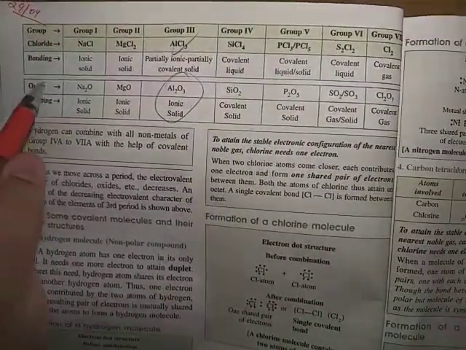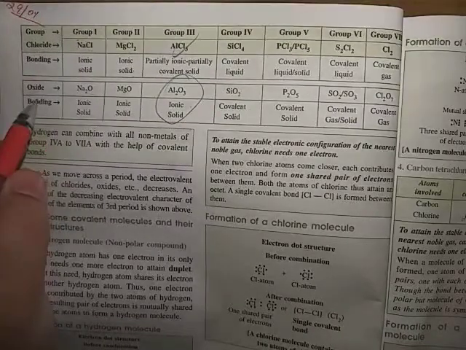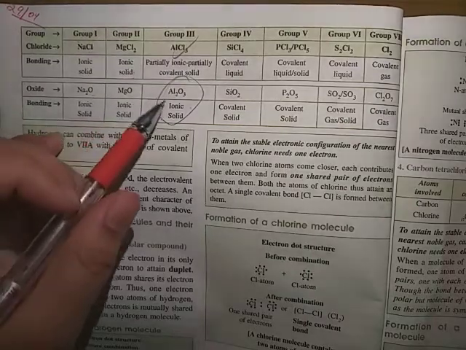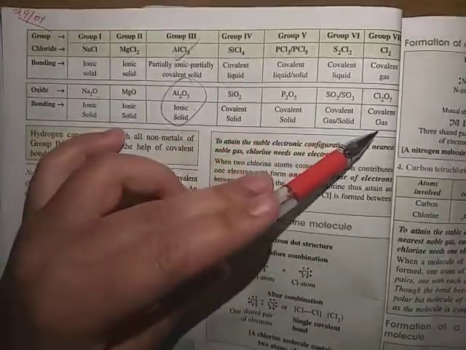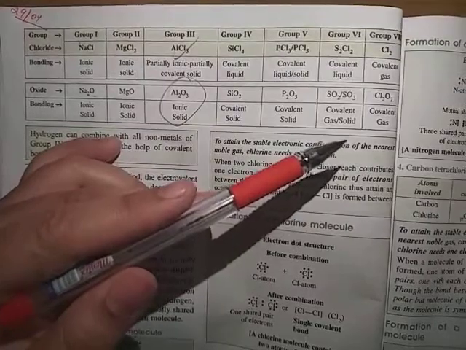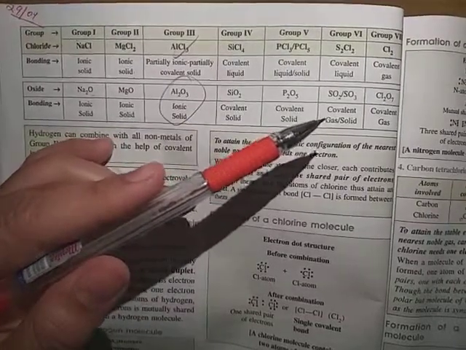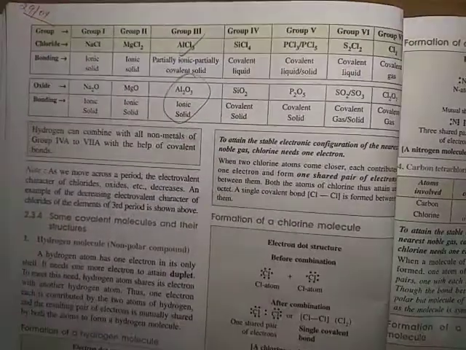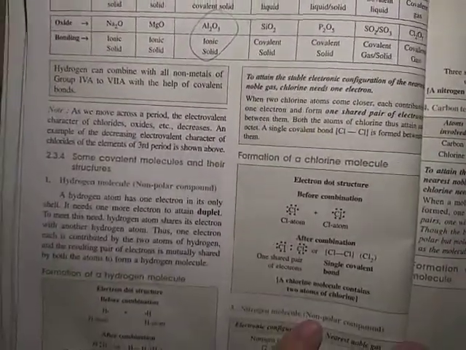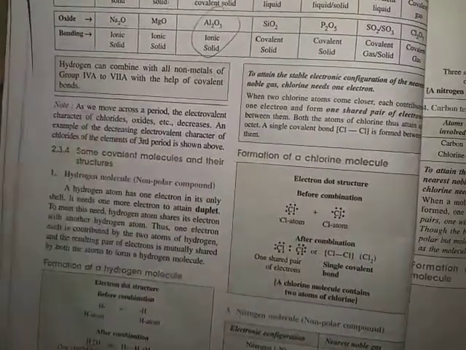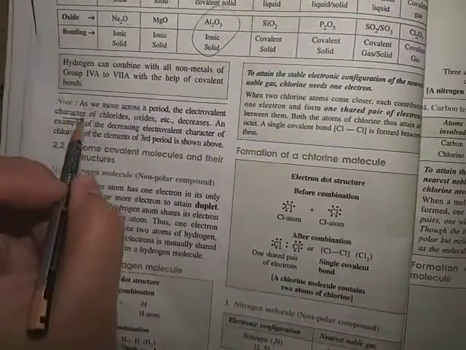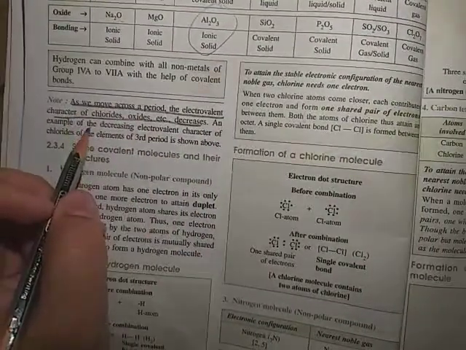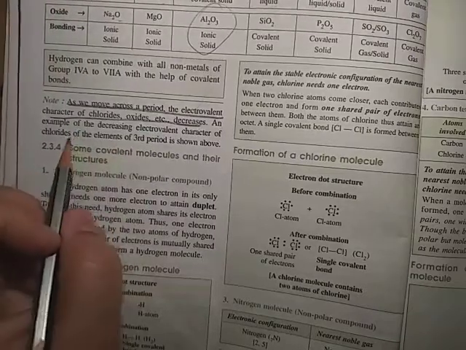Similarly, if they are talking about oxides and the bonding, then same: ionic solid, ionic solid, ionic solid, then covalent, covalent, covalent, covalent, right? From solid it is converting into liquid, and sometimes gas, right? So it has written here, as we move across the period, the electrovalent character of chlorides and oxides decreases. Electrovalent character decreases, point to be noted, right?